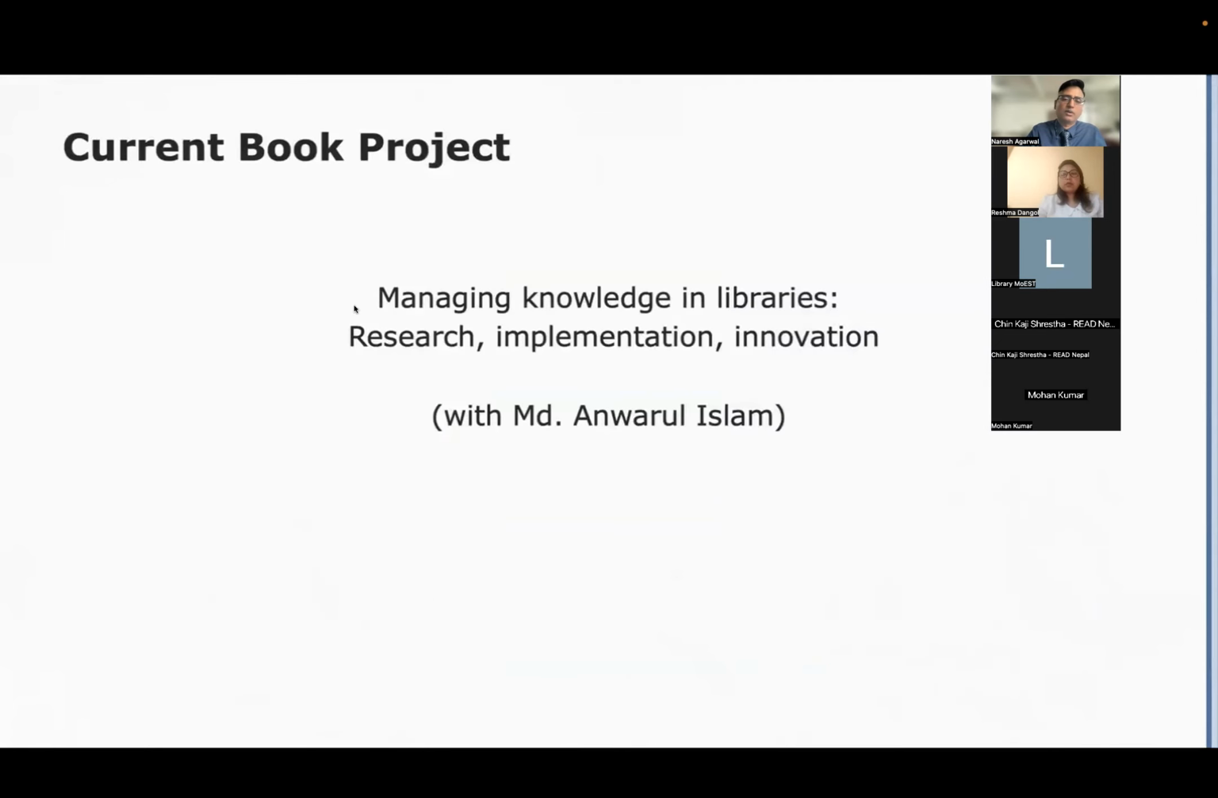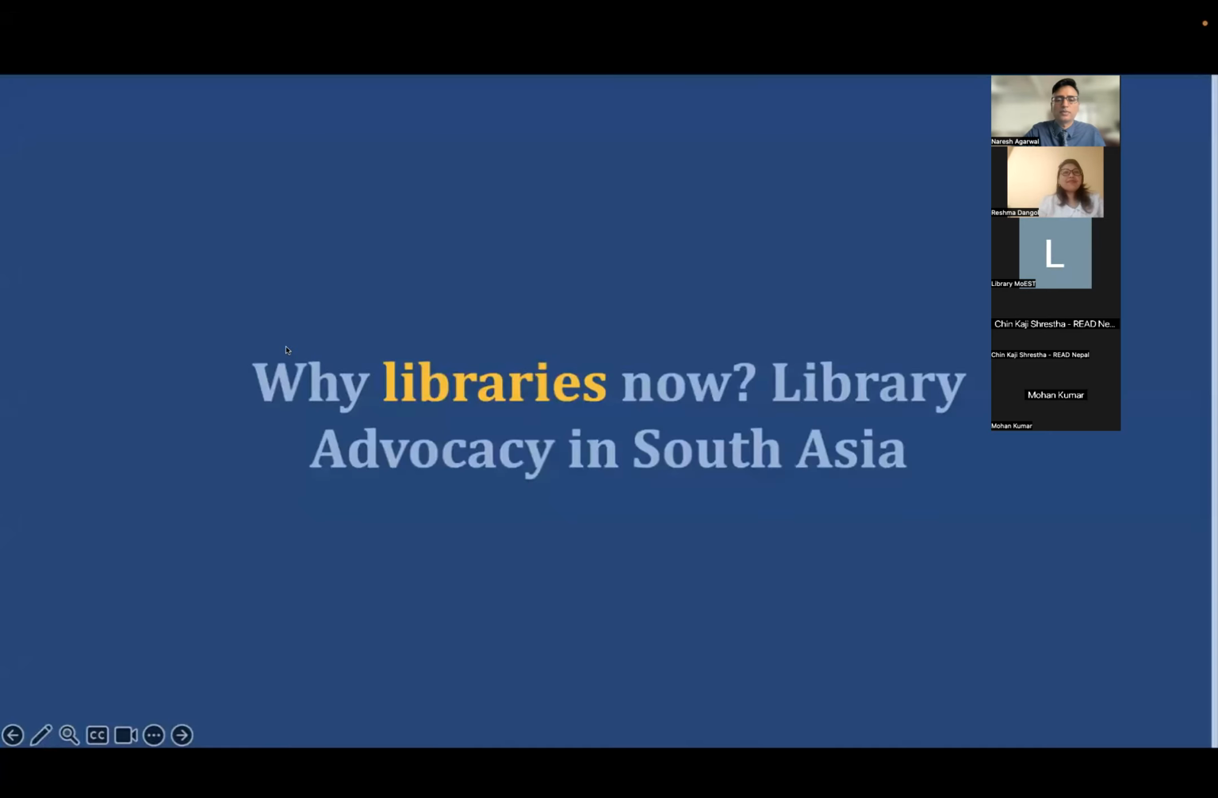And currently I'm working on a book with Anwarul Islam of Bangladesh on managing knowledge in libraries, and research implementation and innovation. This is my sabbatical project. I'll be on sabbatical from July to December 2023 from my university, so I'll be working on this book with Anwar during that period. It's a book project with Routledge.